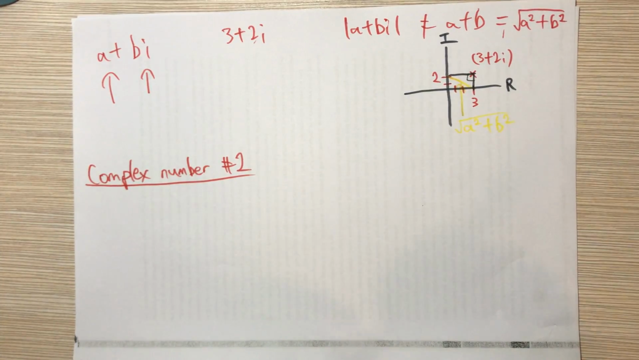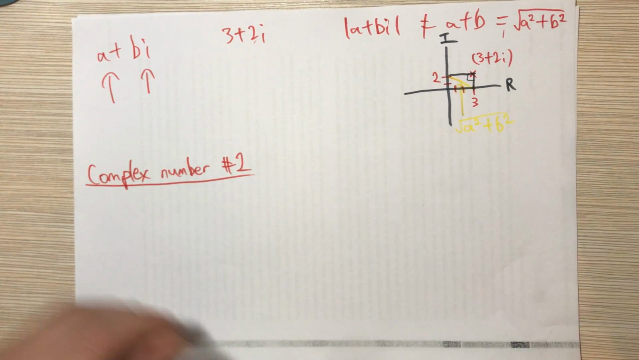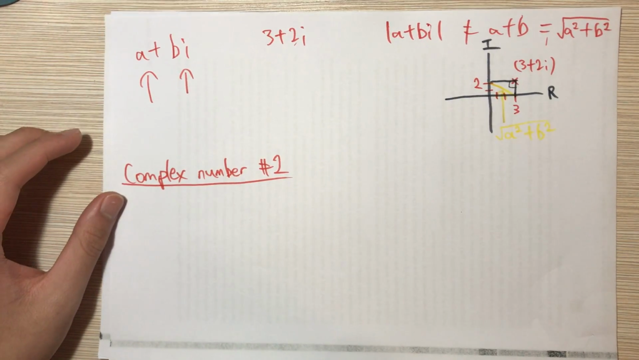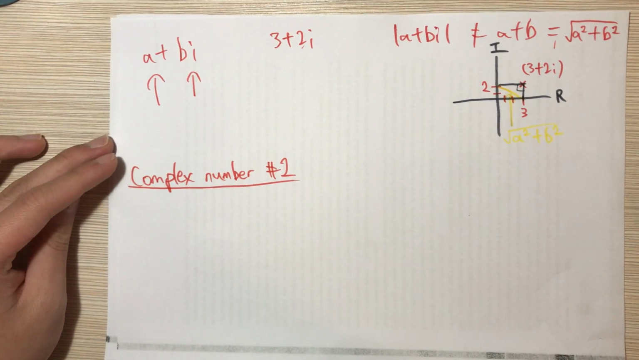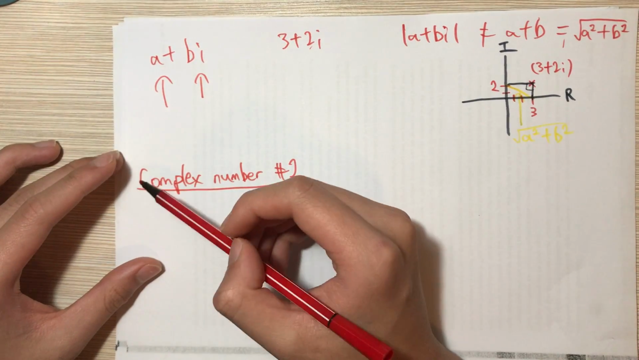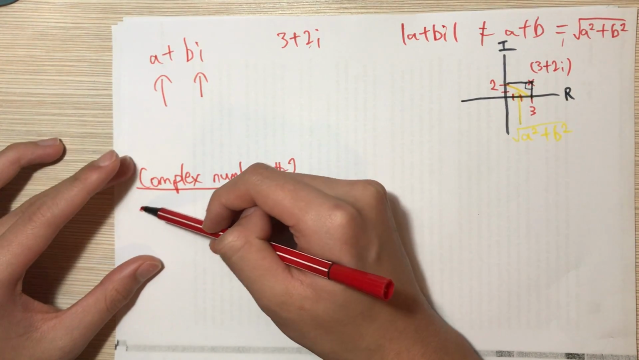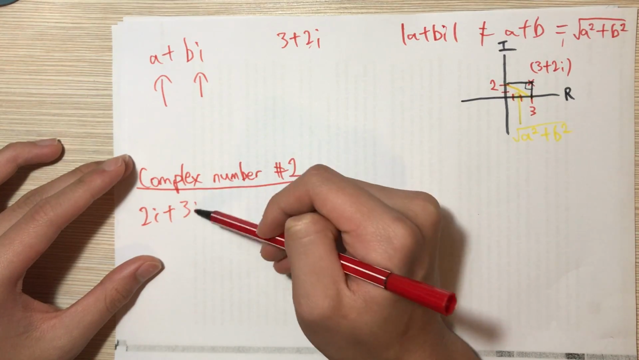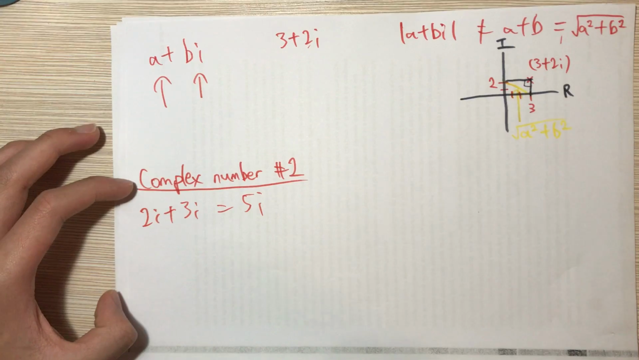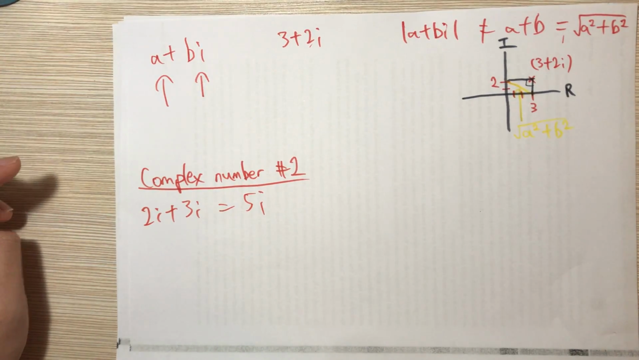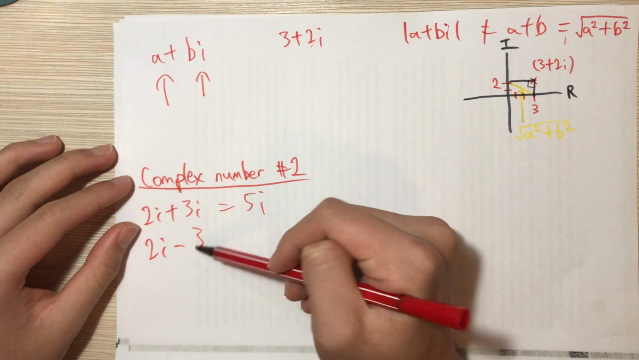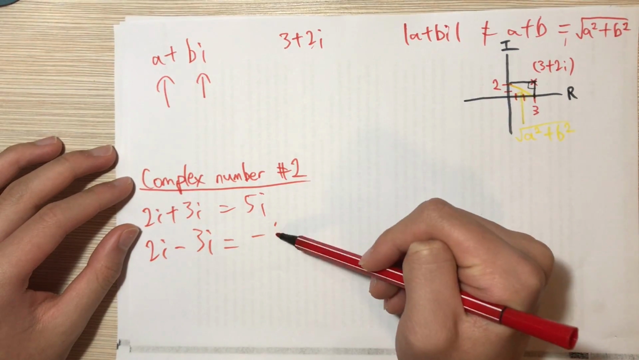So let's continue on part 2. In part 2 we will cover the calculation of the complex number. First, we'll talk about the addition. 2i plus 3i is just 5i. Most of the case we can seek i as a variable. And then 2i minus 3i is just negative i.